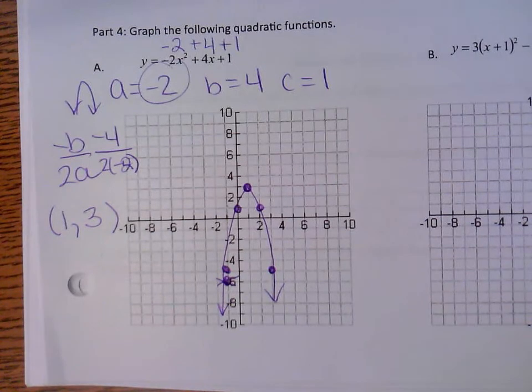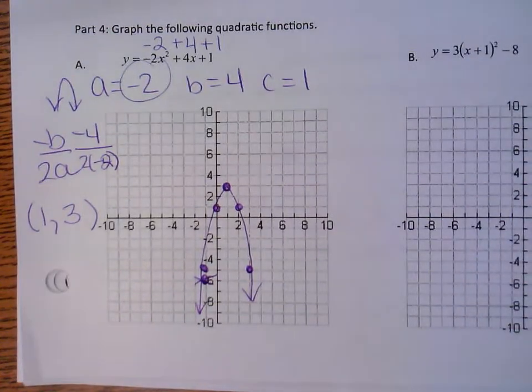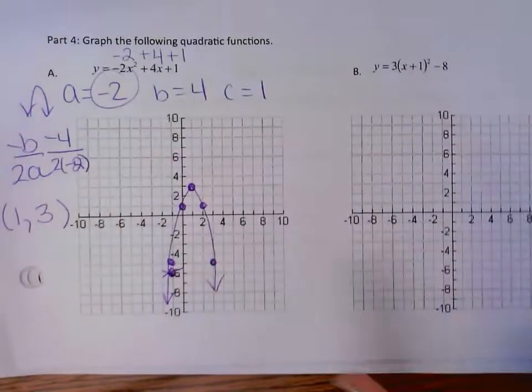So do you think you could find the vertex today? We're going to do some more practice, but if I told you -b over 2a, you could find the vertex and graph the parabola, hopefully. And then also be able to do one that's in vertex form, so knowing your transformation rules that we've been studying all unit.